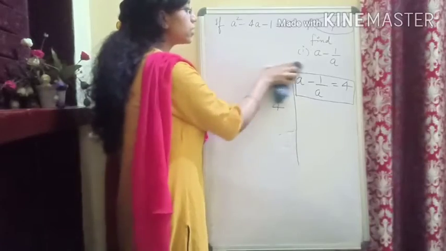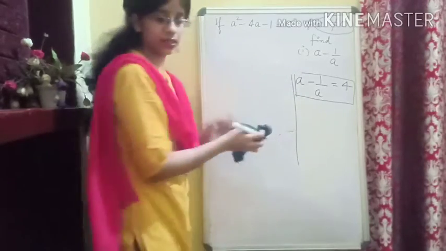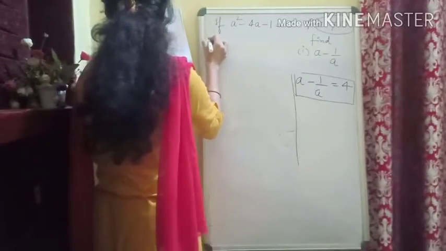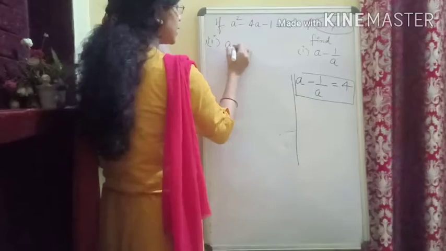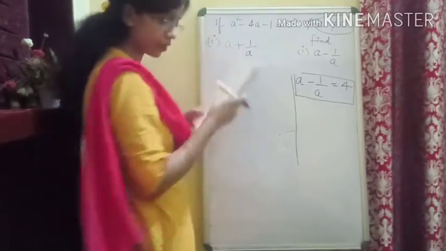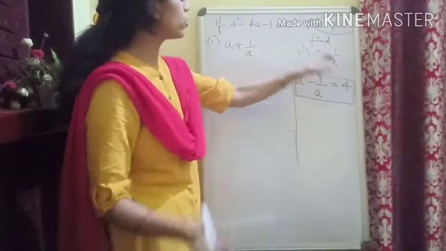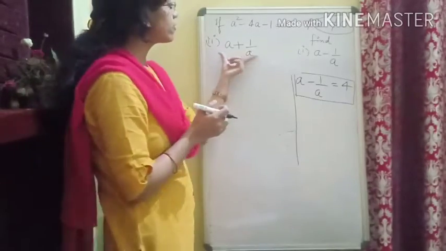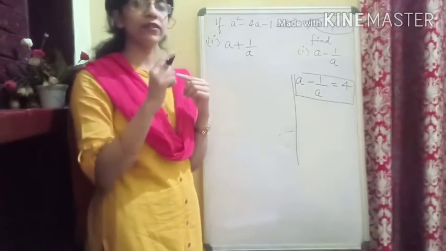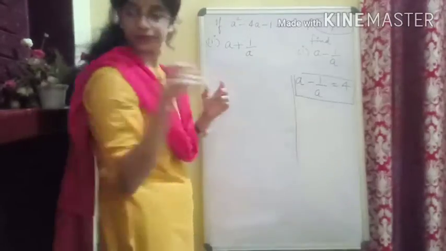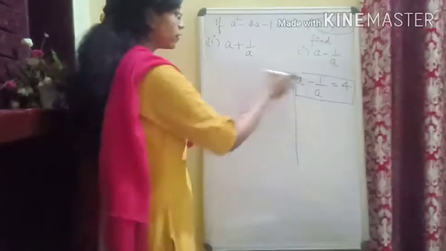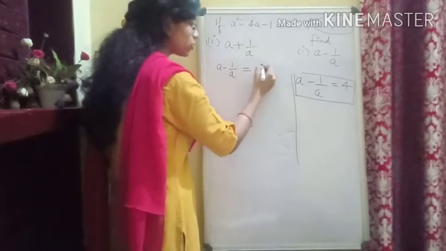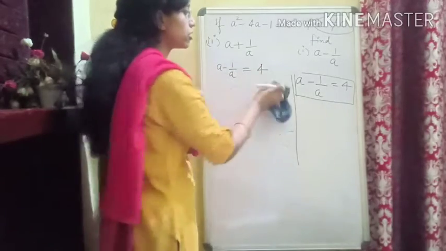Okay, now let's see the next part of the question. What is the second part to calculate? You are asked to calculate a plus 1 upon a. Here we are calculating a minus 1 upon a, and here we are going to calculate a plus 1 upon a. So how are we going to calculate this type of question? I have simplified in the last class. So let's see. We know this value now. We have just now calculated a minus 1 upon a, and it is coming equals to 4. We are going to use this information now.